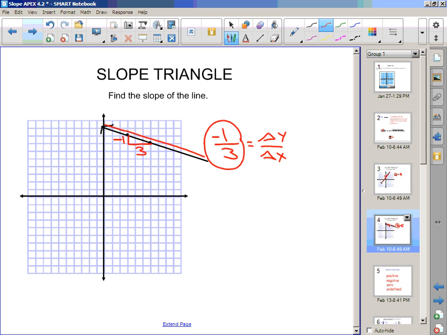So by the time you're done with this unit, you'll be able to calculate the slope given a graph and given 2 points. So given a graph, this is what you do. Draw your slope triangle and count the rise over the run.